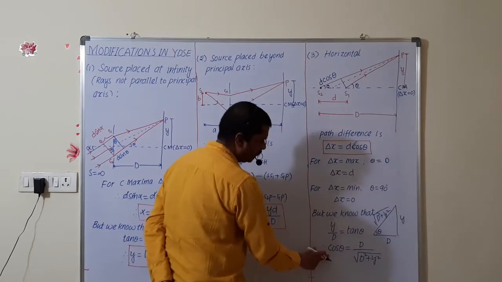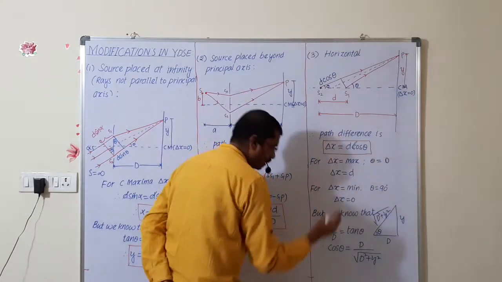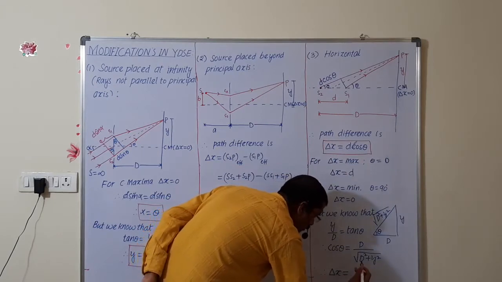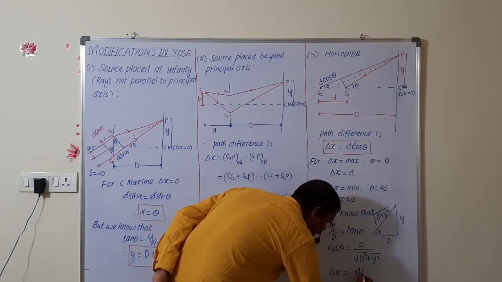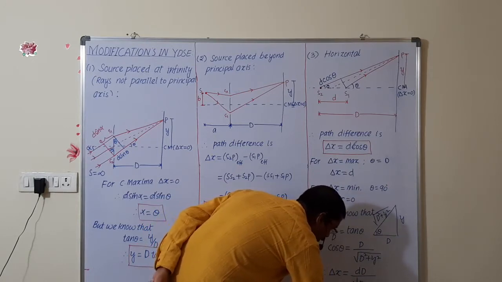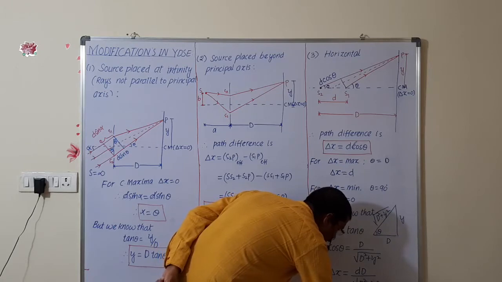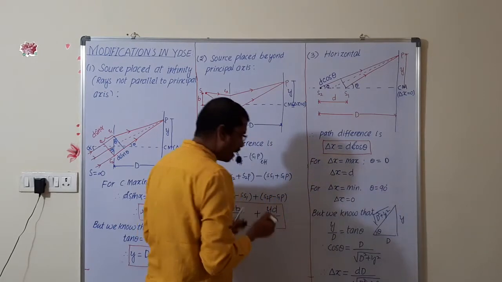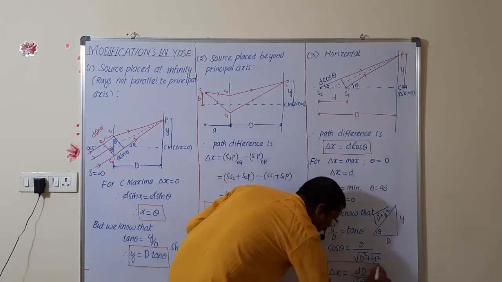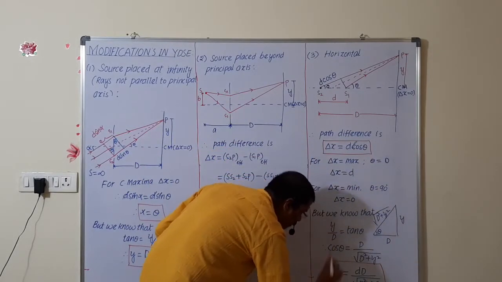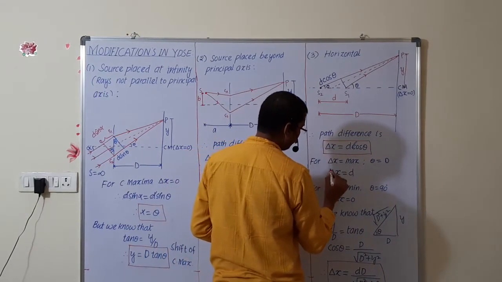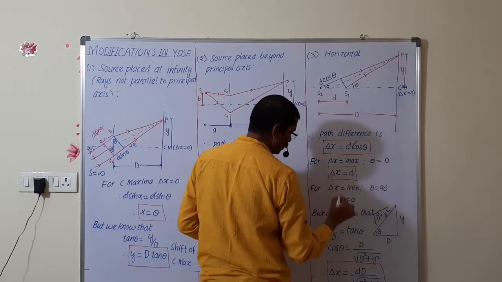If I substitute this value of cos theta here, the path difference delta x is equal to small d into capital D upon under root D square plus y square. This is another formula of the path difference in the absence of theta. Whenever theta is not given, at that time we have to use this formula.